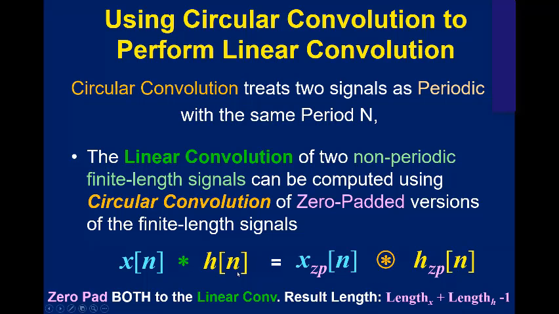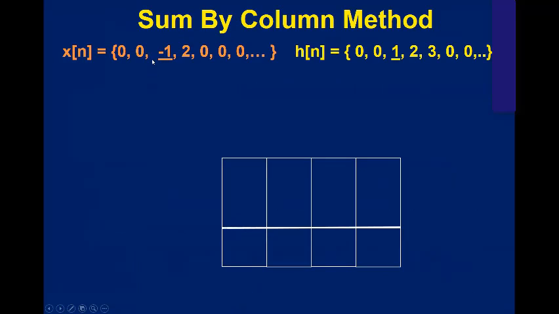Well, what we do is take x and h, add zeros to the end of each of them so they both have the total convolution length, length of x plus length of h minus 1. So for example, if I had this signal, x of n was minus 1 and 2, only a 2 sample long finite length signal, and h had 3 samples, 1, 2, 3.